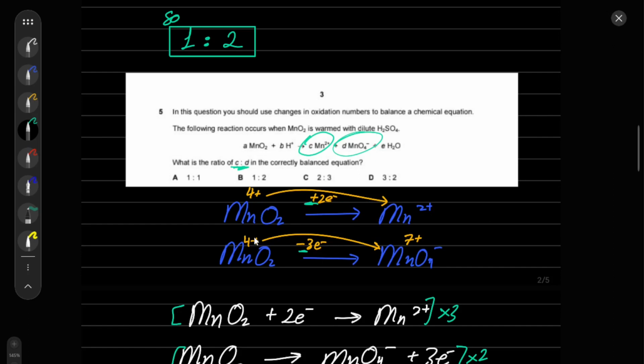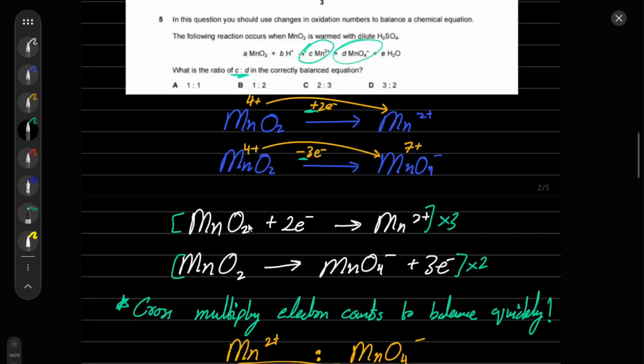So you yourself should first of all figure out the oxidation number on both sides. After you figured that out, you can figure out the change in electrons that had happened for this oxidation change to happen. And that way you can figure out that, hey, MnO2 plus 2 electrons should equal Mn2 plus, and MnO2 giving 3 electrons should give us MnO4 negative.